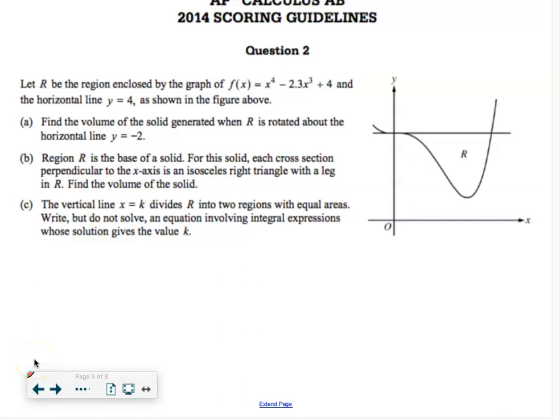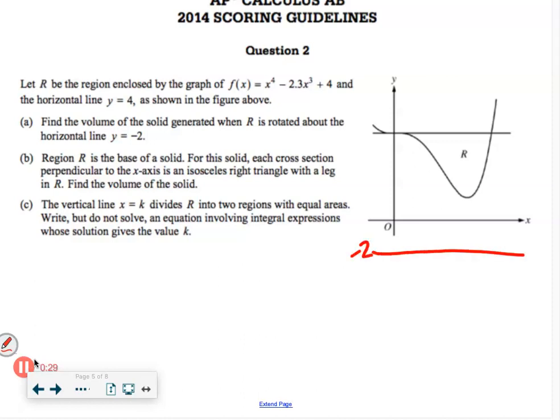So R is the region bounded by x to the fourth minus 2.3x cubed plus 4, and the horizontal line y equals 4, as shown in the figure. In this case, it's to the right. It'd be above on the real problem, but this is copied from the source guidelines. All right, find the volume of the solid when R is rotated about the horizontal line y equals -2. So y equals -2 is somewhere down here.